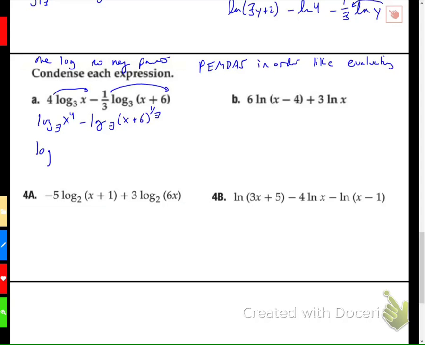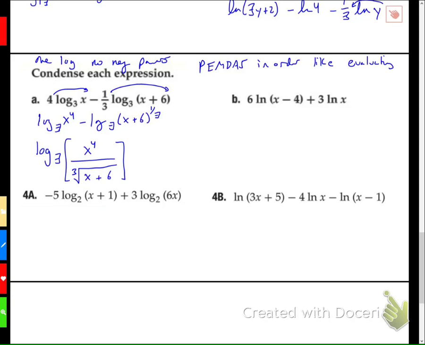So now I have a single logarithm, base 3. And then I have a fraction. X to the 4th is on the top, and then the 1/3 power is a cube root. So I'm going to write it that way. Okay, you could write it as x plus 6 to the 1/3 power on the bottom, but I want to show off the fact that I know that that's a cube root. Okay. Now, so it's okay if you have a 1/3 power on the bottom. I won't be mad. Don't have any negative powers on the bottom or on the top.